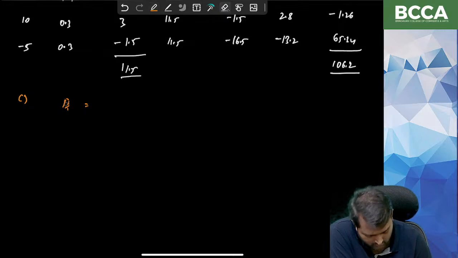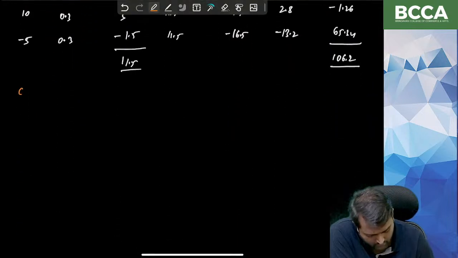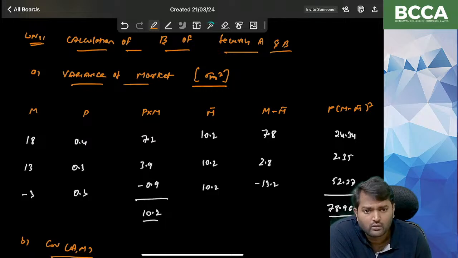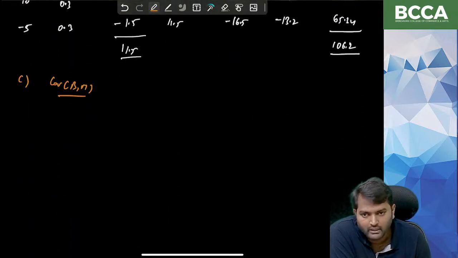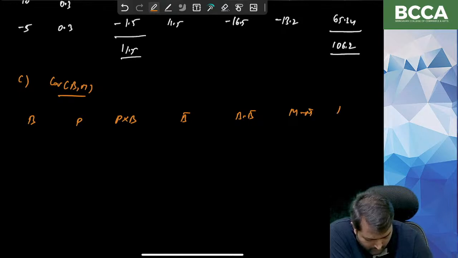Beta, or else we shall change the heading: calculation of beta of securities A and B. For finding out the beta of securities A and B, we have to find the covariance of B comma M. Yes or no? First the variance of the market, then the covariance of A comma M, and next the covariance of B comma M. You might find a different presentation in our book, so just observe the order. Covariance of B comma M. So the columns are B, P, P into B, B bar, B minus B bar, M minus M bar, P into deviation of B into deviation of M.